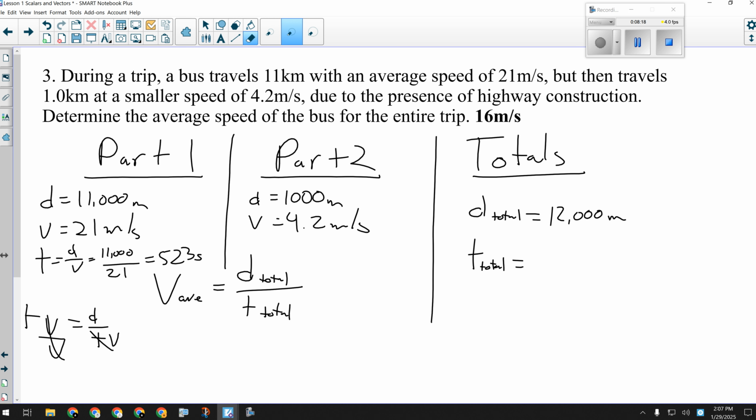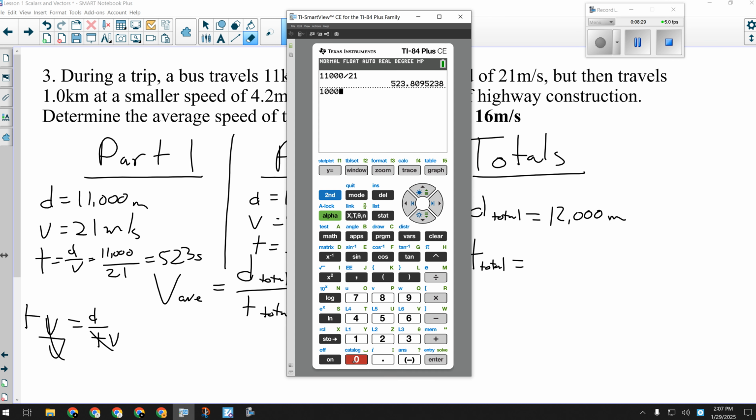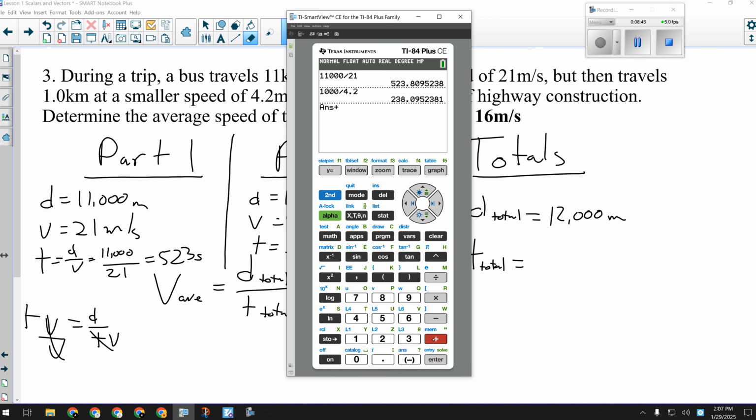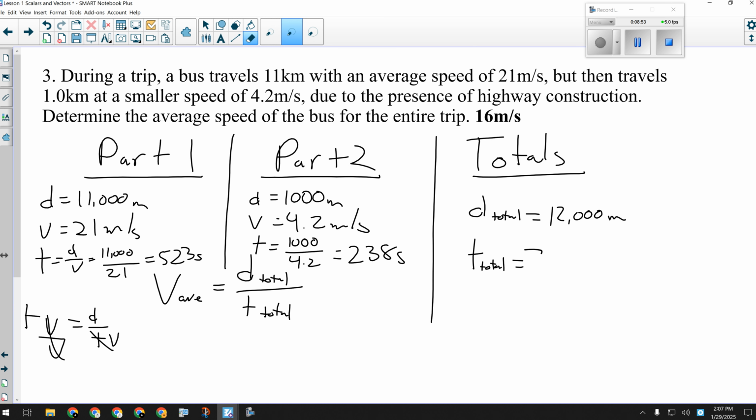Okay, I need to do the same calculation here for part 2, so that's going to be 1,000 divided by 4.2. All right, and that's 238 seconds. I'll keep all the decimals in my calculator. All right, now can I get the total time? Just add those two together. So 761.9 seconds. Again, I'll keep all the decimals in my calculator.